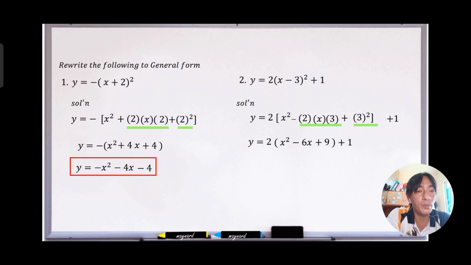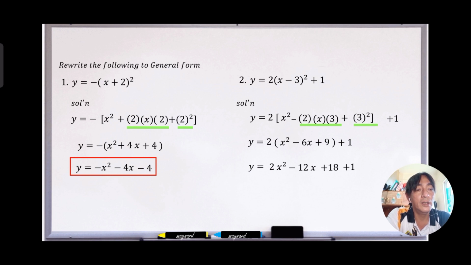Tapos, meron kang plus 1 pa. Then, multiply natin ngayon isa-isa yung a dun sa product na nakuha natin. So, y now is equal to 2x squared minus negative 6x times 2 will be negative 12x. And then, 9 times 2 will be 18. And then, may plus 1 pa tayo.